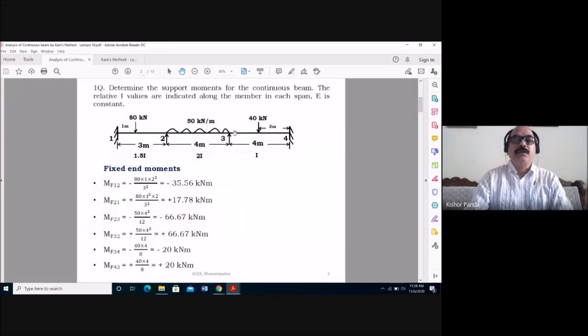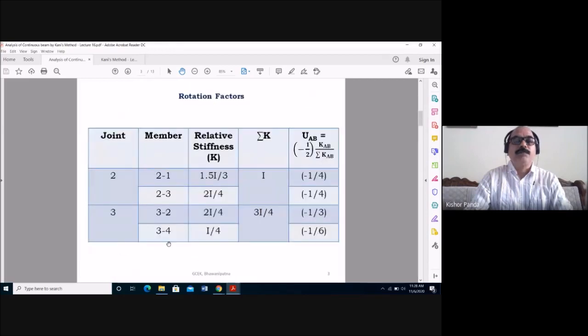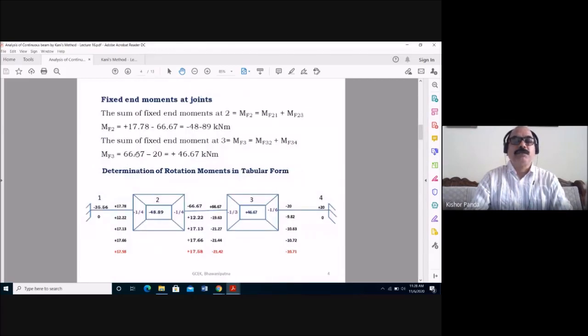Similarly, you have to find the sum of the moments at 3. MF3 is equal to MF32 plus MF34. You know MF32 is this one and MF34 is this one. So you get MF3 is equal to 66.67 minus 20, which is equal to 46.67 kilonewton meter. So you got the fixing moment at joint 2 as minus 48.89 and the fixing moment at joint 3 as plus 46.67 kilonewton meter. Then you have to find the rotation moments.